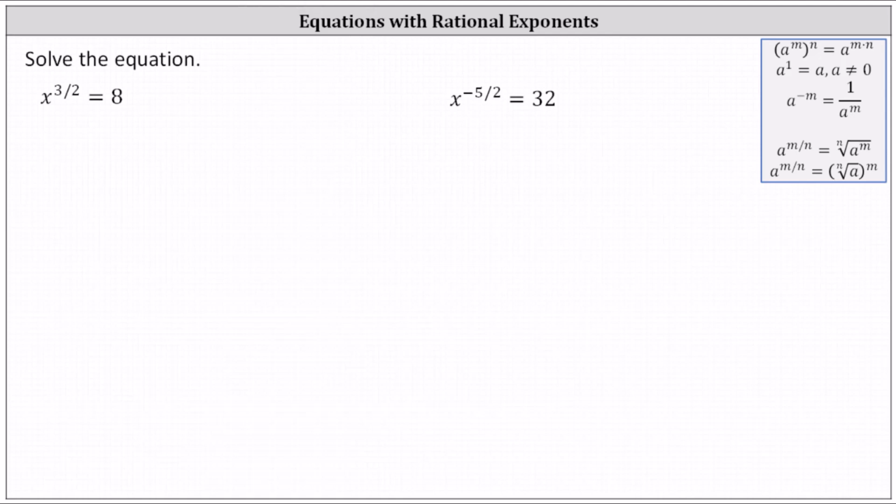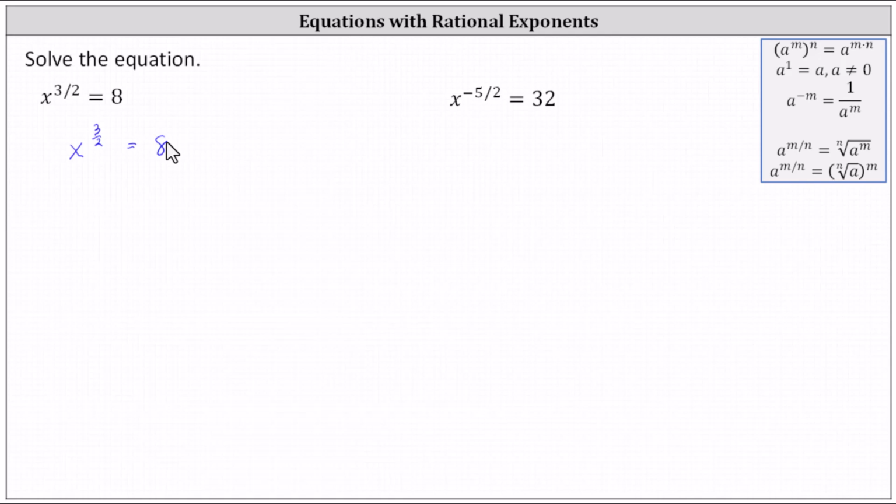We want to solve the given equations with rational exponents. To begin, we have x to the power of 3/2 equals 8. Recall we want the solution to be in the form of x equals some value, where x is raised to the first power. Right now we have x raised to the 3/2 power. So one approach would be to raise both sides of the equation to the reciprocal power.